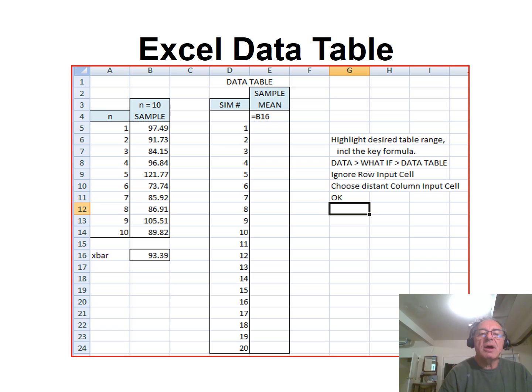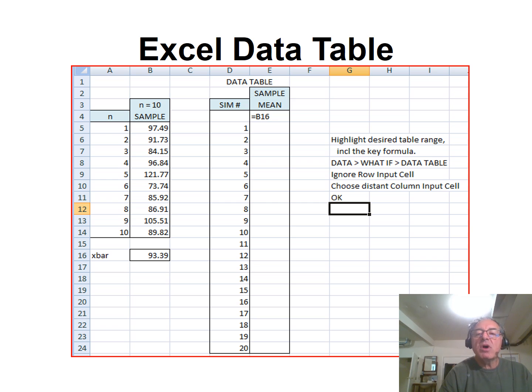I care about. Having done one simulation, I really don't care about these 10 numbers. I really only care about the X bar. So what I want to do is 20 simulations and really just keep track of the X bar. So this is a range I've created, and now I want to highlight this range, and the range includes the key formula here. So this is the range starting at D4 and going to E24. That's the range I want to highlight.